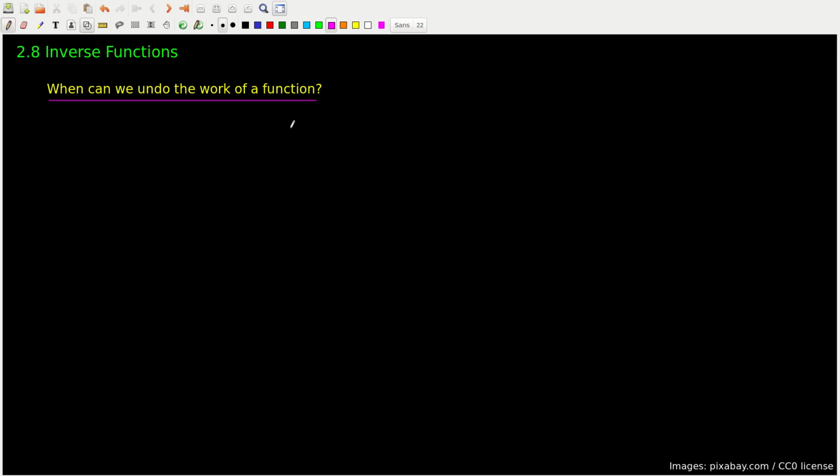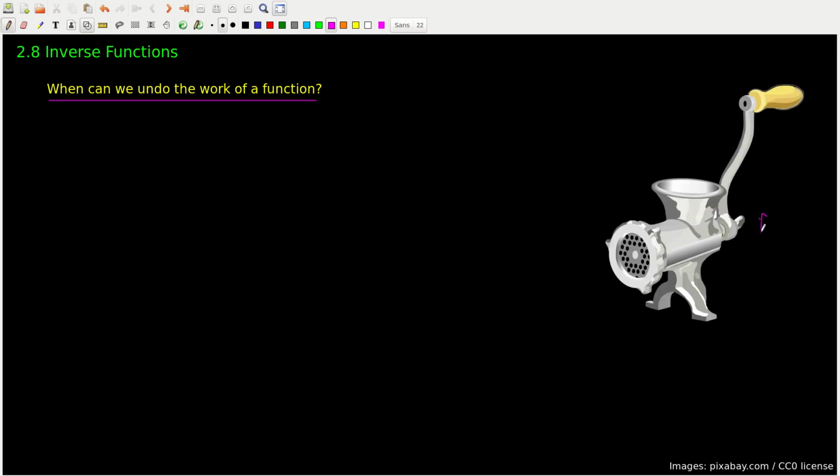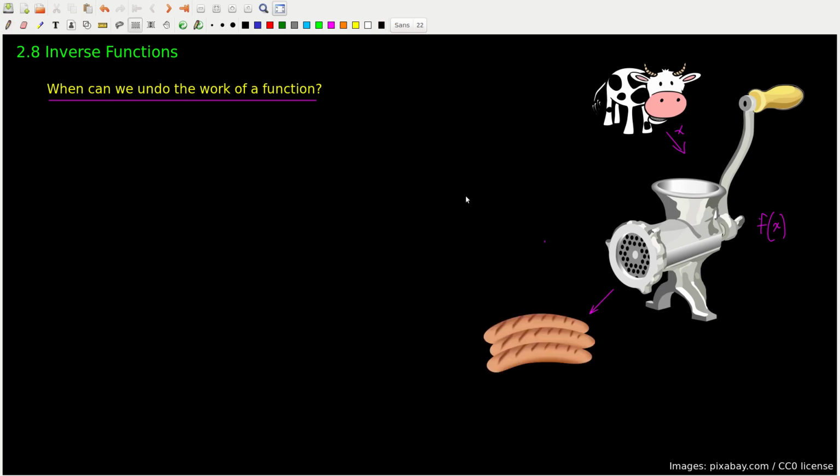So let's start with an example. Let's start with maybe a somewhat silly function. We're going to start with this grinder function that you see over here. And we're going to feed into this grinder function our variable. And with apologies to any vegetarians, our variable is a cow, I guess. The domain of this function, the grinder function, is, well, cows. And the output of this function, leading to the range of this function, well, let's just say it works well on a barbecue. So can we undo the work of this function?